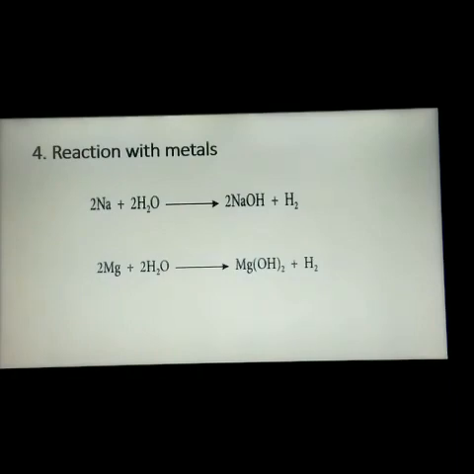And next one is reaction with the metal. Water reacts with some metals like sodium, potassium and calcium vigorously at room temperature. Sodium reacts with water to form hydrogen gas and sodium hydroxide solution. Due to the heat evolved in this reaction, hydrogen gas catches fire and burns out. While magnesium is a little more sluggish, it reacts with water and gives hydrogen and magnesium hydroxide solution.